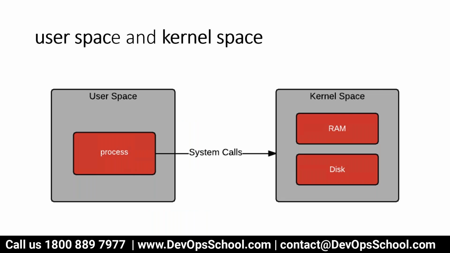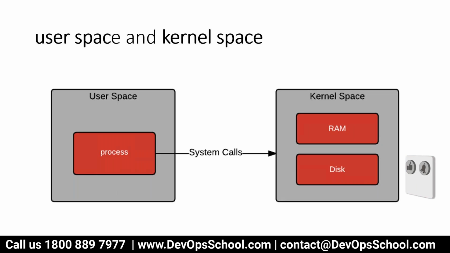Now the question is, understand this way. Kernel space is running all important processes like disk management, input output management, task management, memory allocation, CPU allocations. Everything is managed by kernel space.